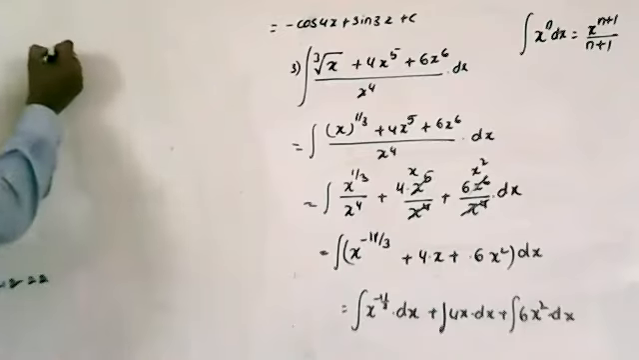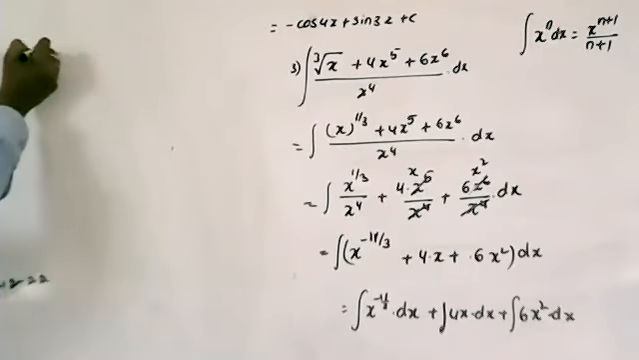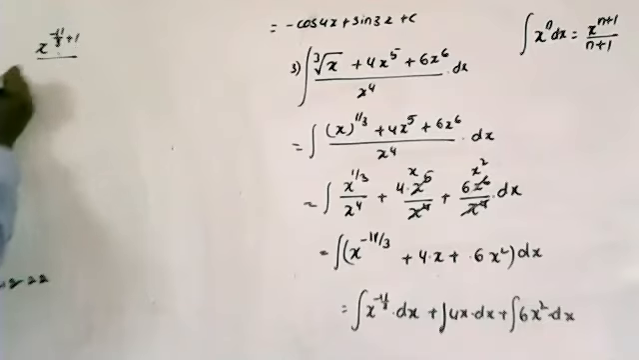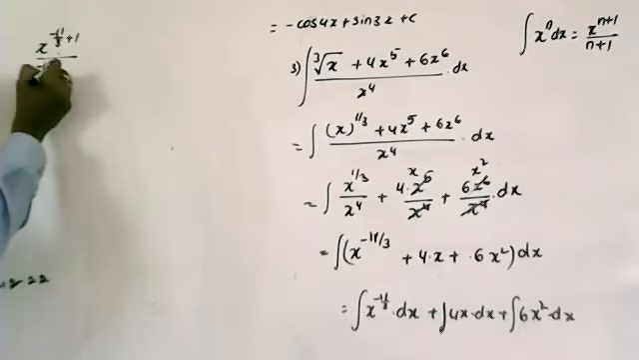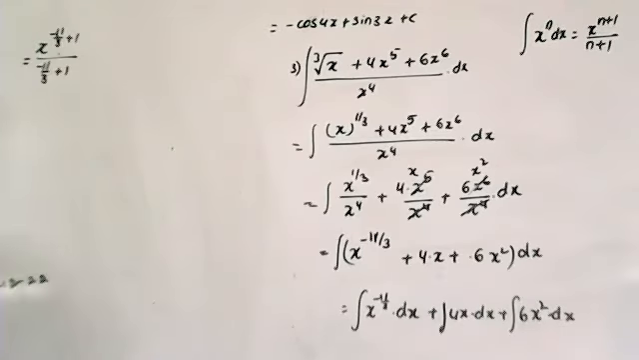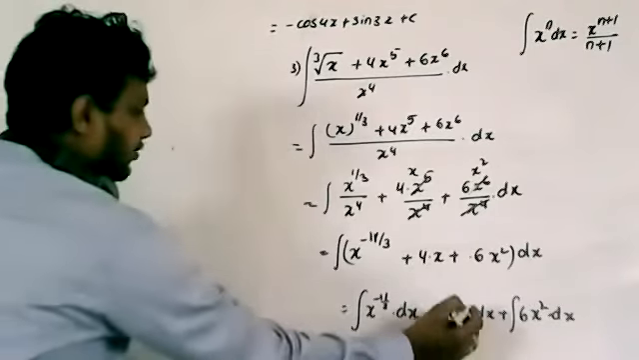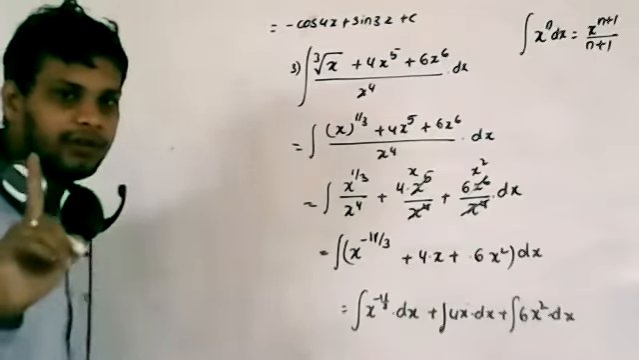So this can be taken as x to the power of minus 11 by 3 plus 1, divided by minus 11 by 3 plus 1. This is the first term. Are you clear? Now what is the second term? Second term is 4 into x to the power of n. So n value is 1 here.